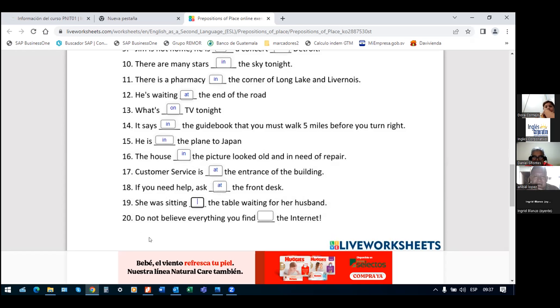She was sitting, ella estaba sentada, at the table waiting for her husband. Exactly. Porque no está sobre, sino que está cerca de la mesa. Está sentada a la mesa. A la mesa, ajá. En pasado. She was. Ya, yeah, sí, en pasado está.